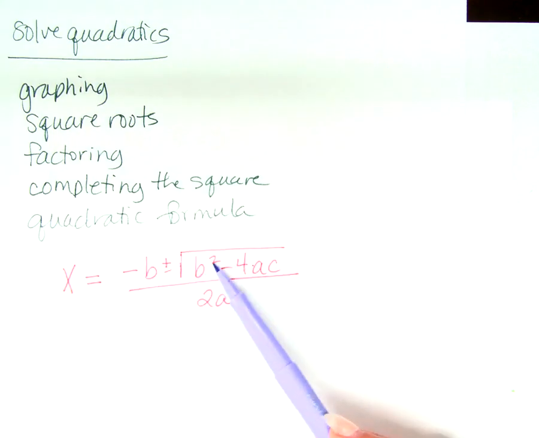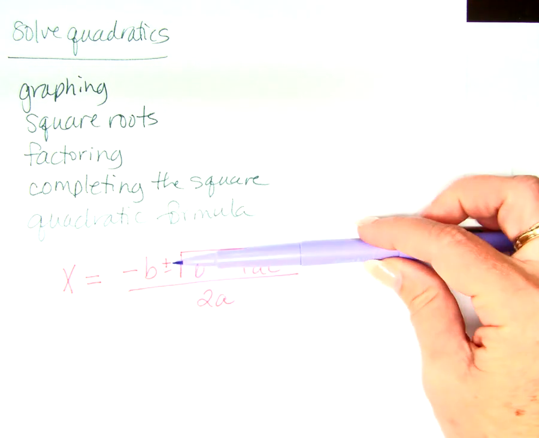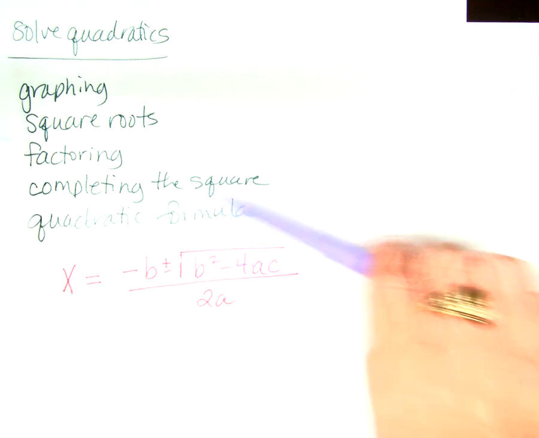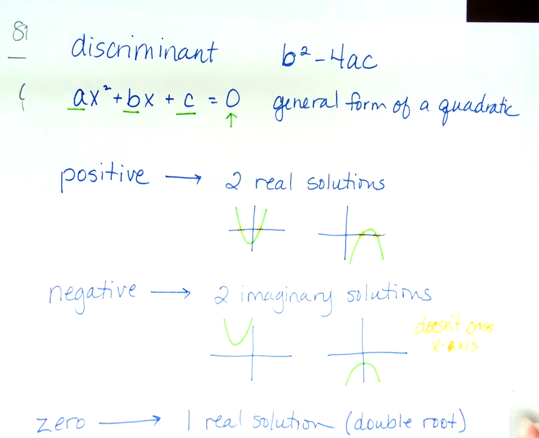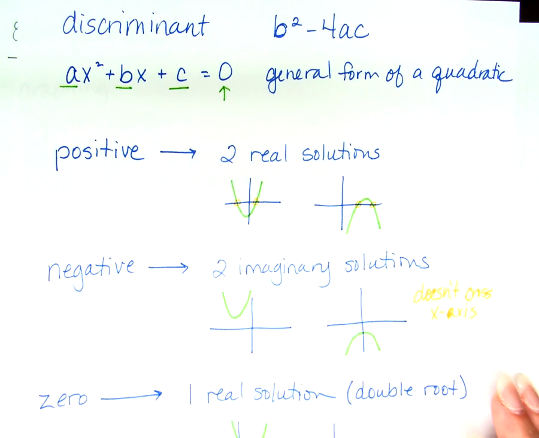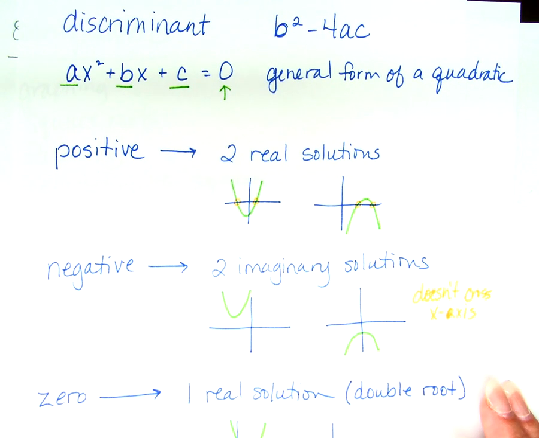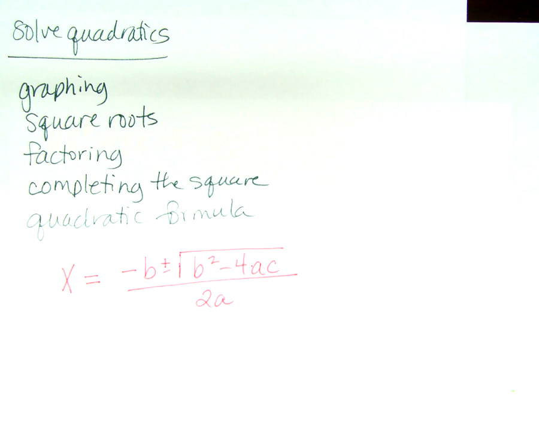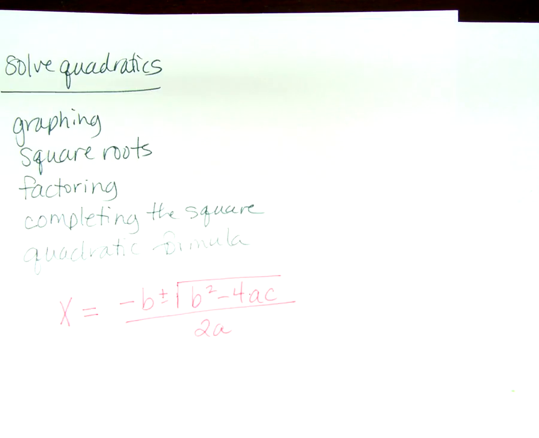And if what I had underneath the root sign was a 0, what's the square root of 0? 0. So I would just have negative b over 2a. Isn't that just one answer? That's right. Oh my goodness, it's almost like what we learned yesterday was so important. Any questions?